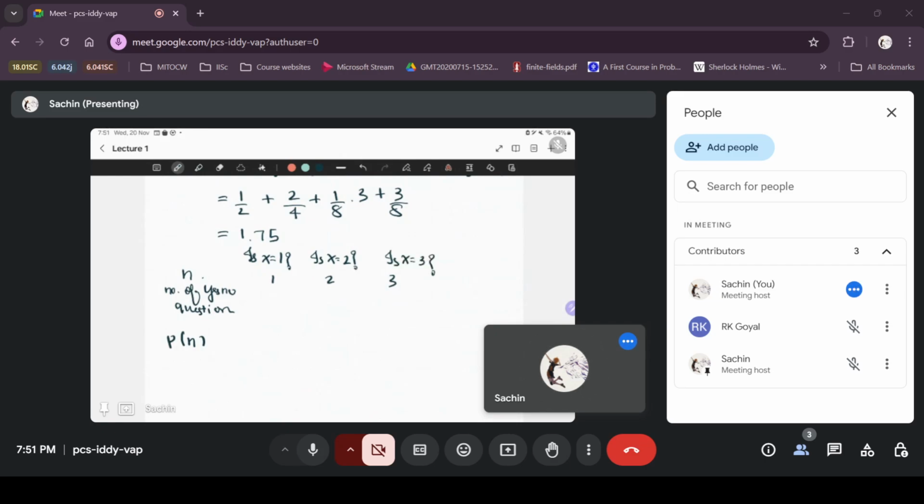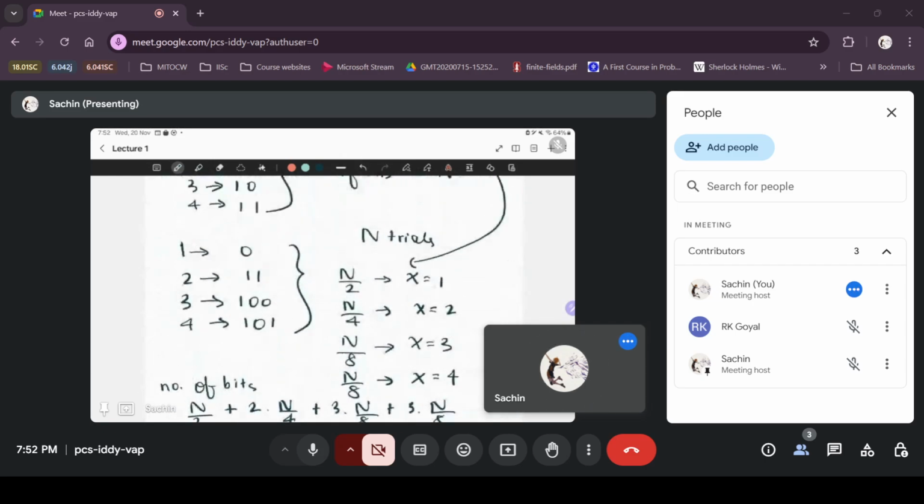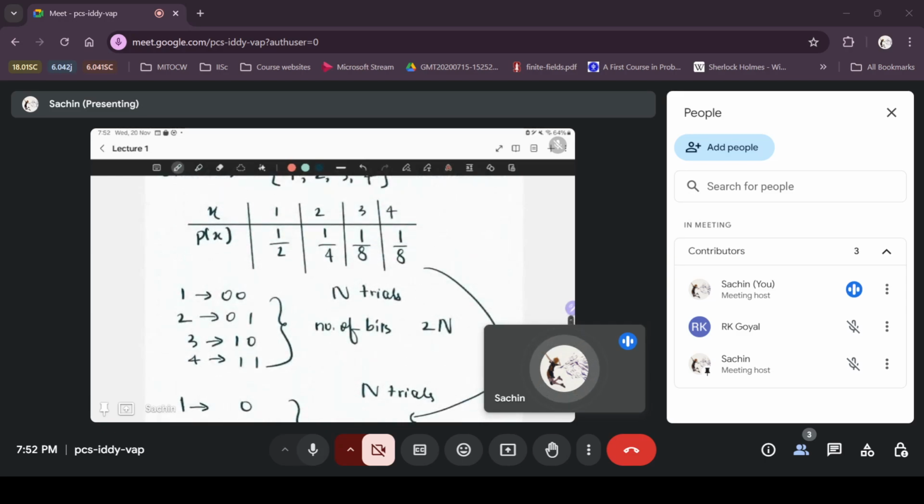Now, what is the probability that you'll ask only one question? That is, you'll ask is x equal to 1 and then you'll stop. What's the probability? The probability is the same as the probability that x is actually 1. If x is actually 1, then you'll have only one question, right? So the probability is half. It is the same as the probability that x is equal to 1. In that case, you'll ask only one question.